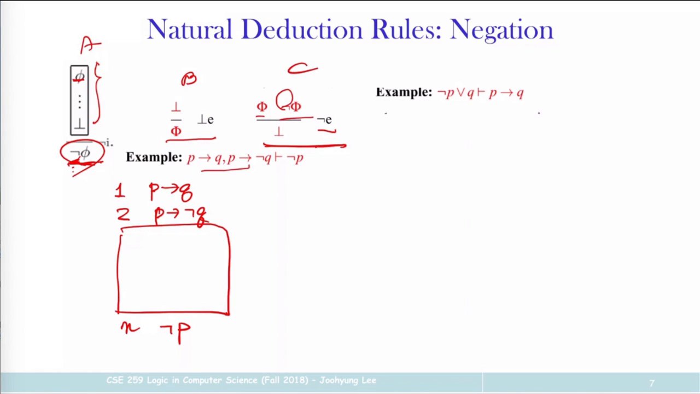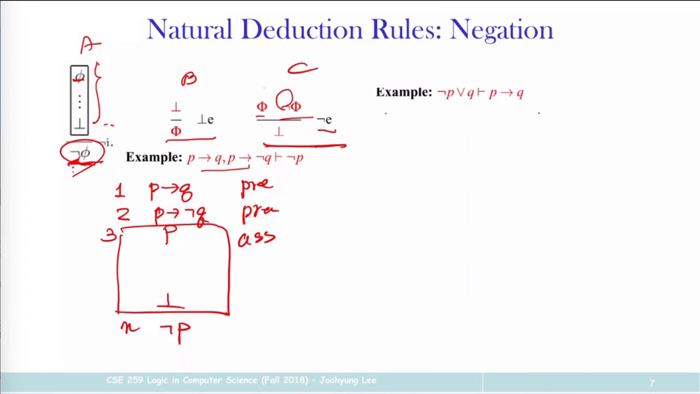So in the box here, my goal is to derive not P. What should I assume? P. And what should I try to derive? Bottom. Okay, the ultimate goal is to derive bottom. Of course, we need a Q and not Q. So this is the premise, this is the assumption. How do we close the gap here?